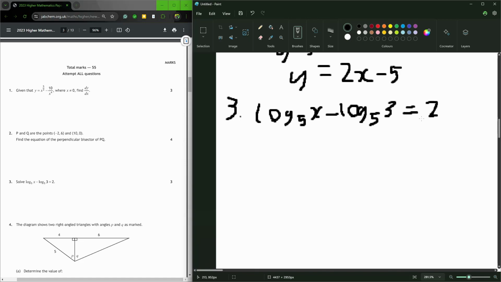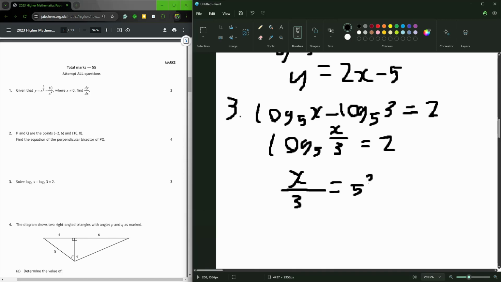So remember, when you subtract logs, you can actually just replace them with one log. You can divide the bits in the middle. So we can go ahead and straight up write log base 5 of x over 3 equals 2. And then since we have one log on this side, we can swap it over. So that means x over 3 will equal 5 to the power of 2.